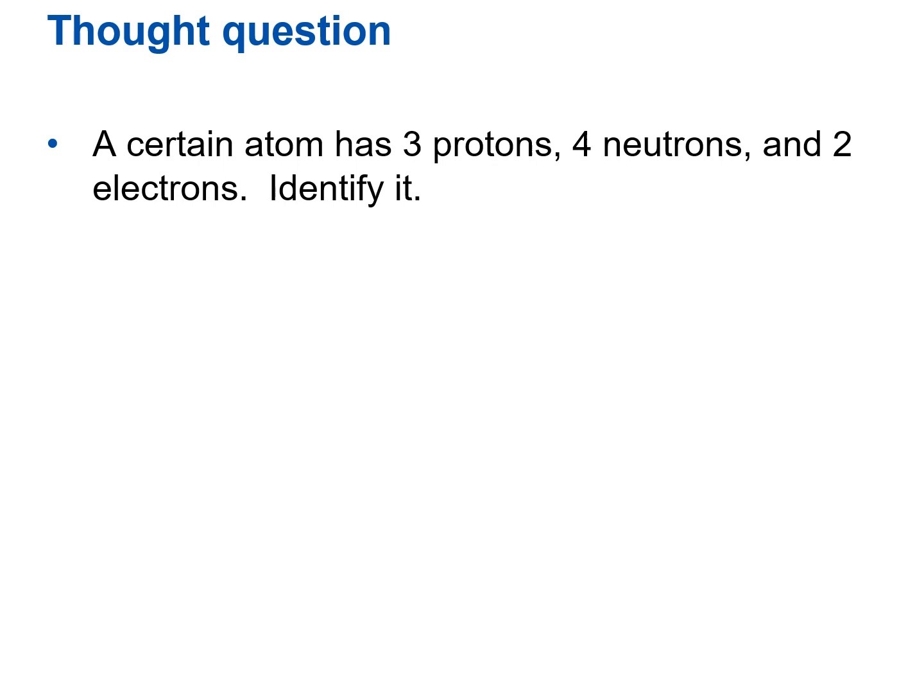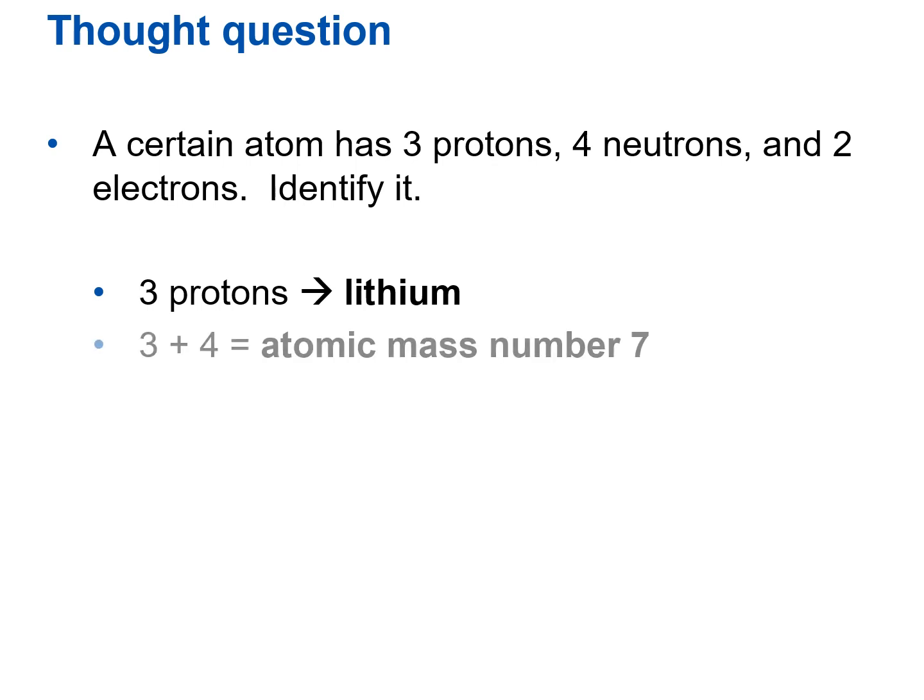So we're going to focus on that number of protons again to tell us what element it is. And element number 3 is lithium. Now let's think about what isotope of lithium it is. So what is its mass? 3 protons plus 4 neutrons gives an atomic mass number of 7. So we're dealing with the isotope of lithium-7.